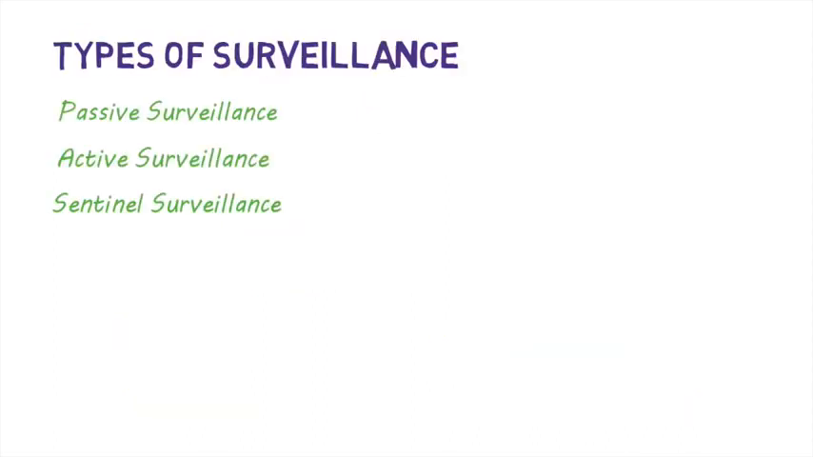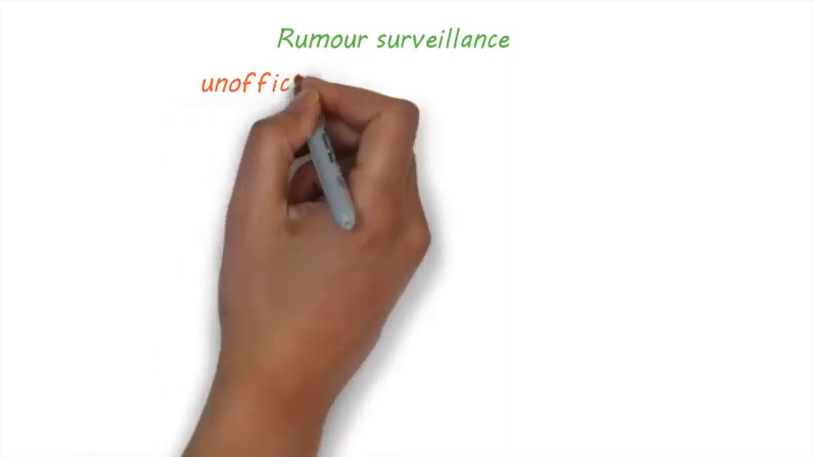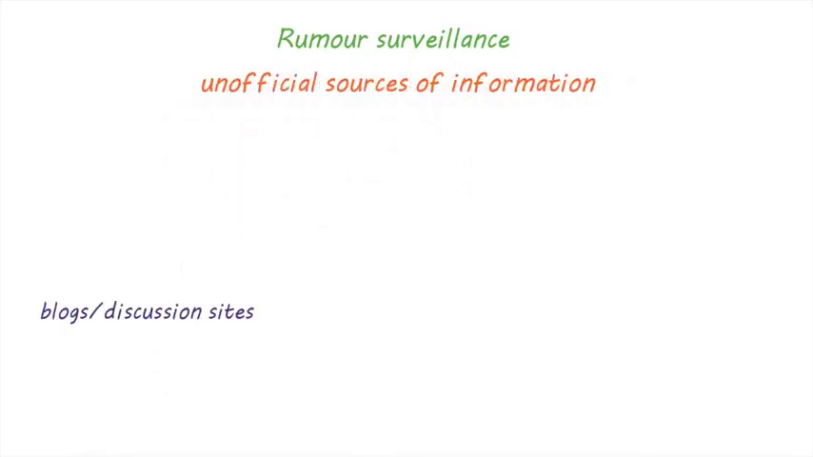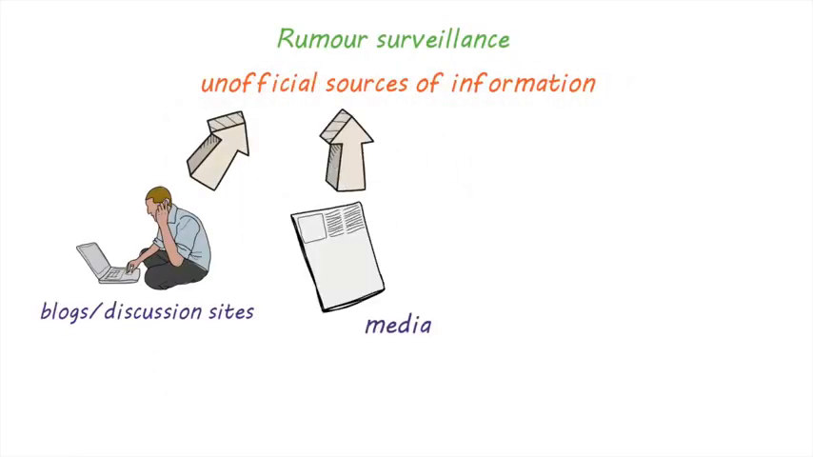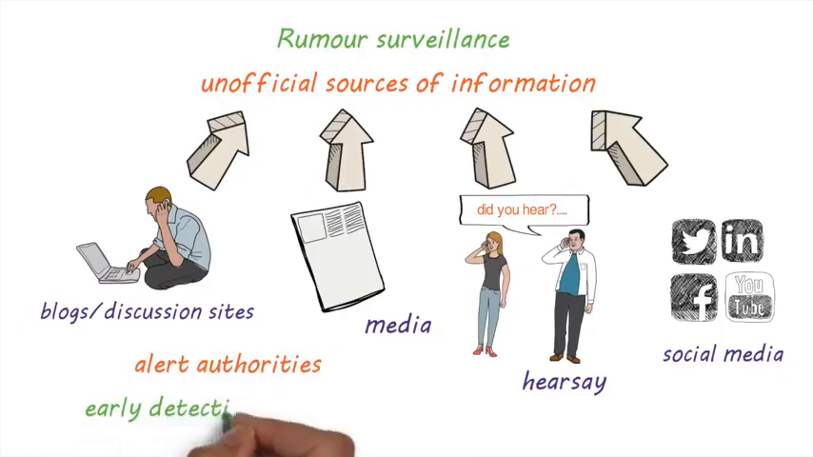Another form of surveillance that's becoming increasingly useful in today's interconnected world is rumor surveillance. This type of surveillance relies on unofficial sources of information like blogs, internet discussion groups, media, hearsay, and social media sites. Rumor surveillance can alert public health authorities to incidents or events that require further investigation and can lead to early detection of disease outbreaks.